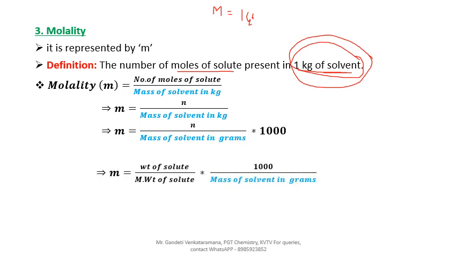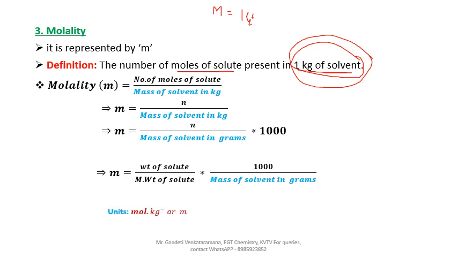Simple mathematical steps only. So m equals weight of the solute by molecular weight of the solute. How? Because n, the number of moles of the solute, equals weight of the solute by molecular weight of the solute. You know this already. That's why at the beginning of the chapter we discussed how to calculate the number of moles of a substance. That is very important, mole concept. How to calculate the number of moles is a backbone for analytical chemistry. Clear? Okay.